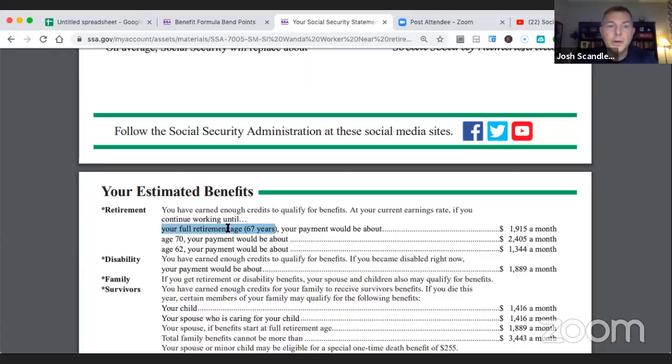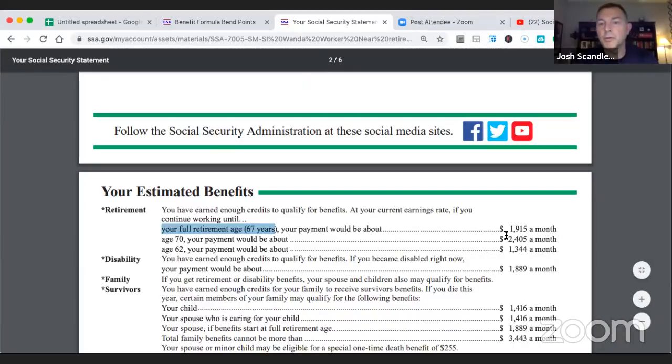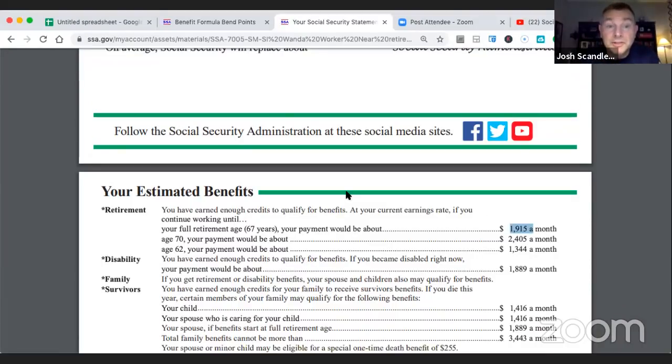At your current earnings rate, if you continue to work until 70, you get $24.05, and if you stop at 62, $13.44. Right now, we're just worried about her rate at her full retirement age, $19.15. But again, that says she has to keep working until she's 67 years old.